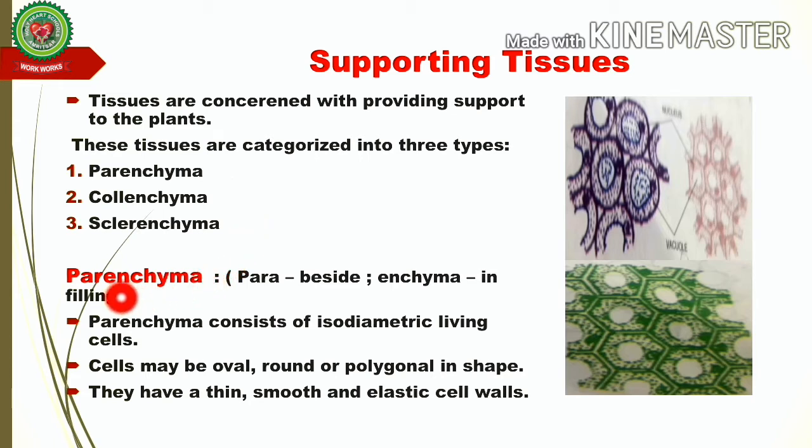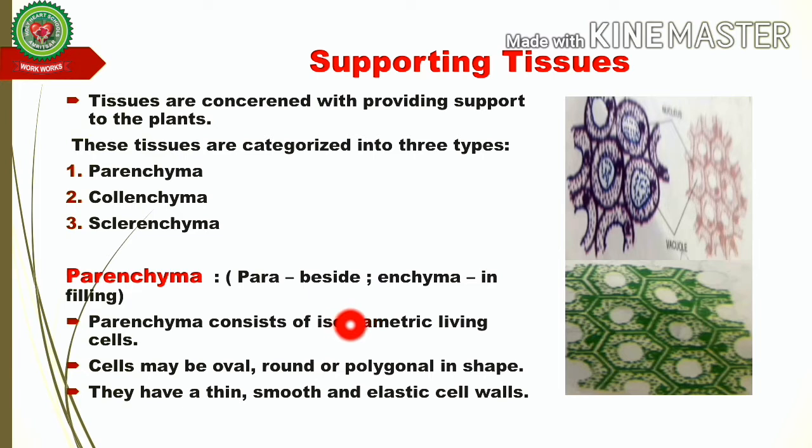Now students, we will discuss parenchyma. If you break this word, para means beside and chyma means infilling. Parenchyma consists of isodiametric living cells. Isodiametric cells are the cells which have identical length, breadth and height. Here you can see the cells are isodiametric.